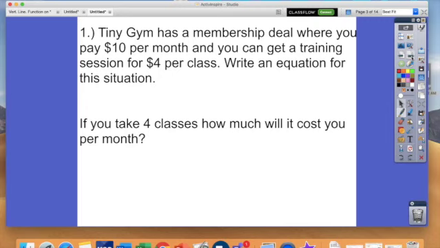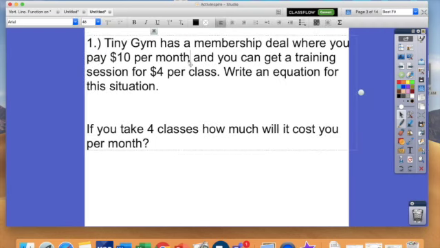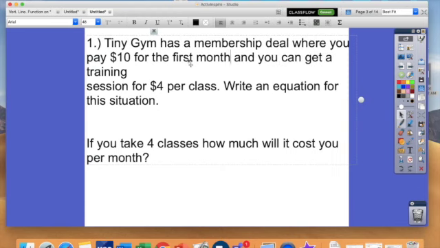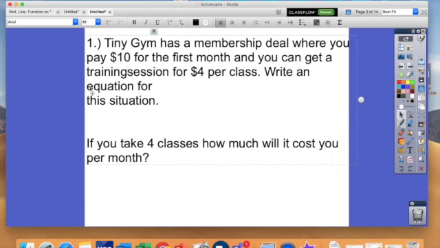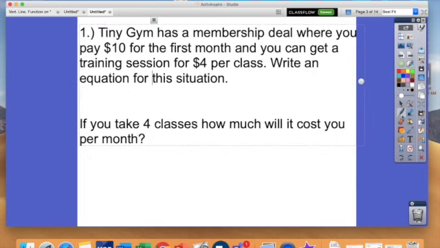So Tiny Gym has a membership deal where you pay $10 per month and you can get a training session for $4 per class. Okay, I'm going to change a word here. Let's change that to $10 for the first month. All right, so our first situation is that Tiny Gym has a membership deal where you can pay $10 for the first month and you can get a training session for $4 per class. Write an equation for this situation. We've done this before. Go ahead and write me the equation. What would it be?